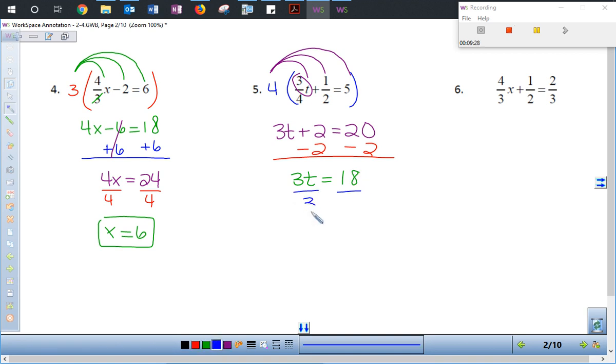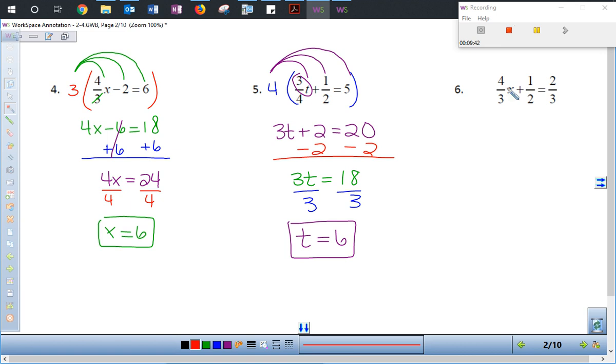Divide each side by 3, and t equals 6. Now, pause the video and check this in the original equation on your calculator. You should have gotten a result of 5, so that means we definitely did it correctly.